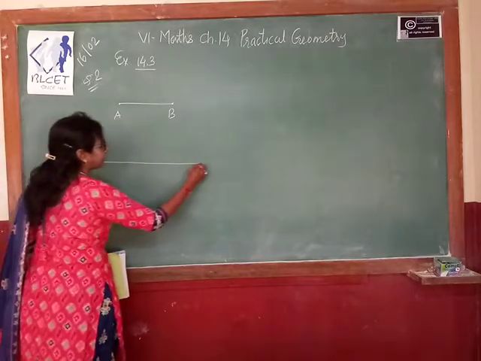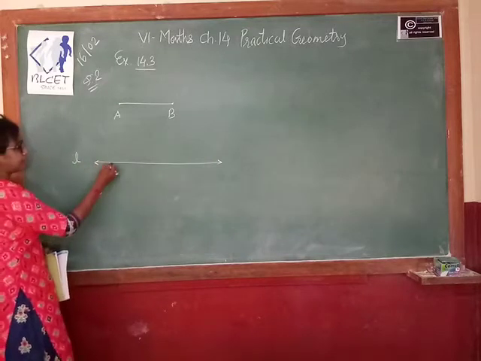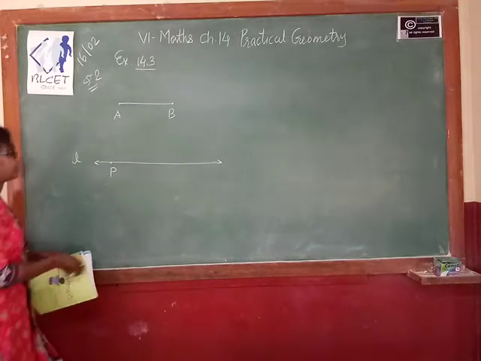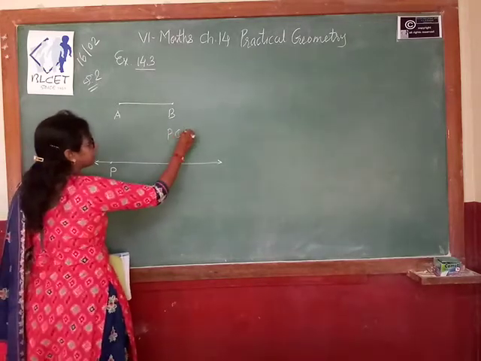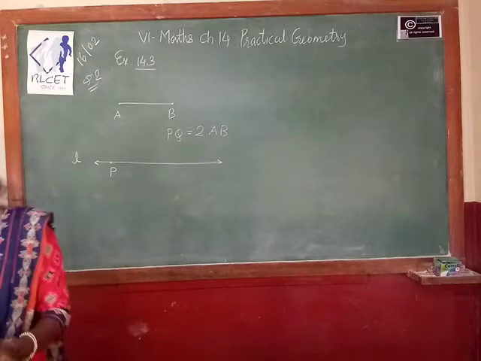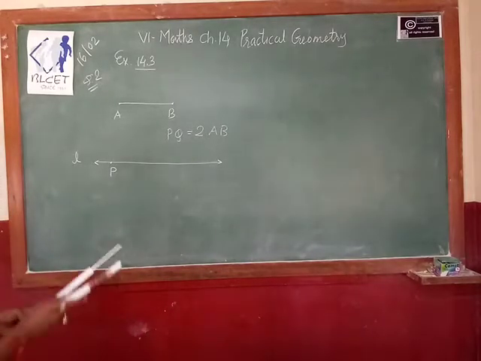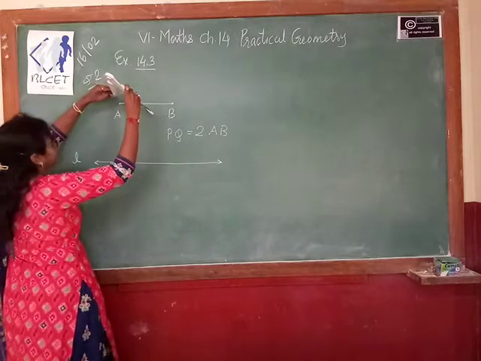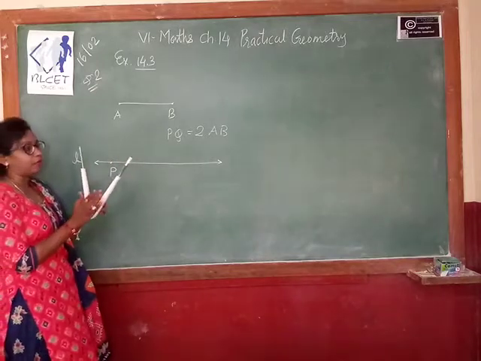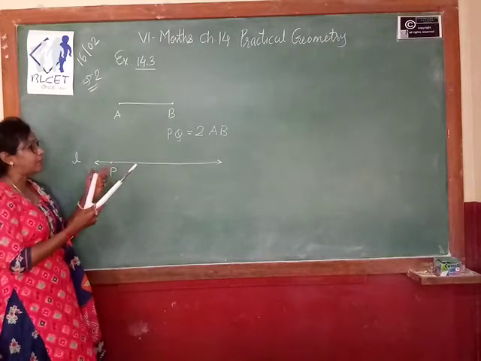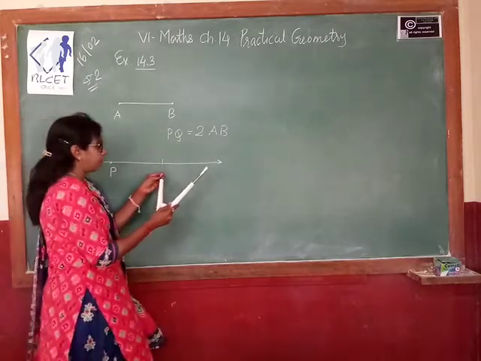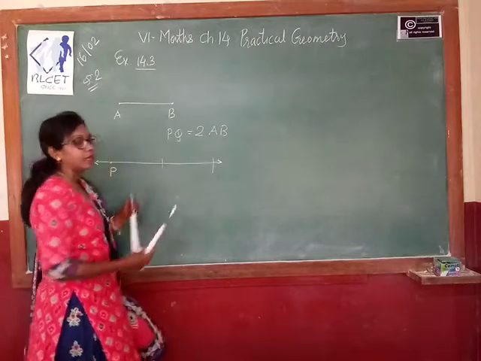Next we draw a line, name it as L. This is your starting point P. The condition is that PQ is twice AB, which means PQ is equal to 2 times AB. So this arc we have to draw two times. Let's see. Take this pointer A over here. This is the measurement of AB that we have taken on the compasses. Now from P we draw an arc. This is one time AB. Again from here we draw another arc. This is another time.